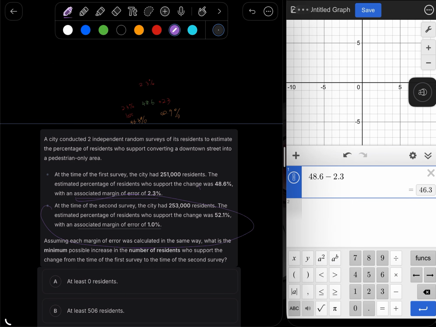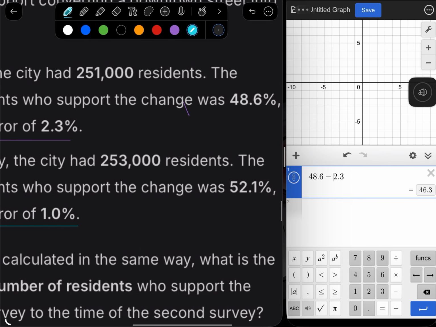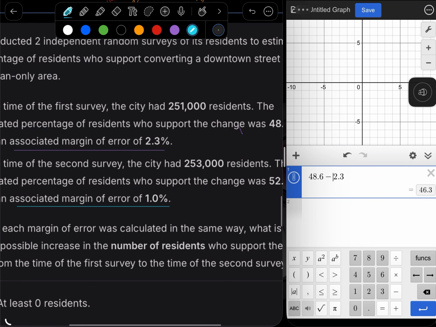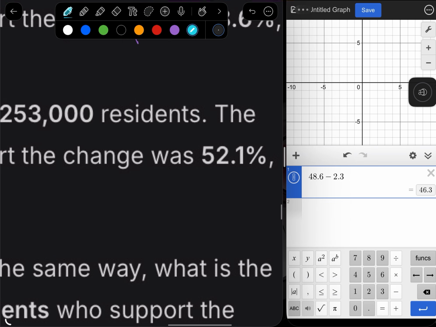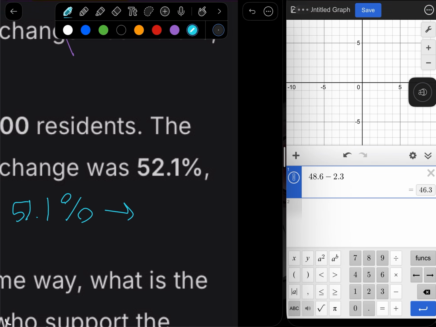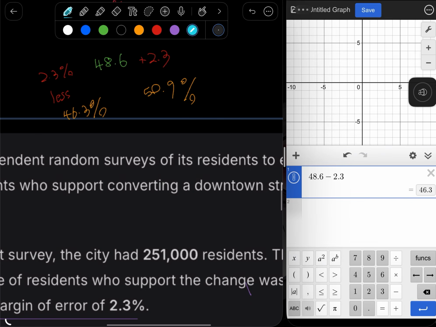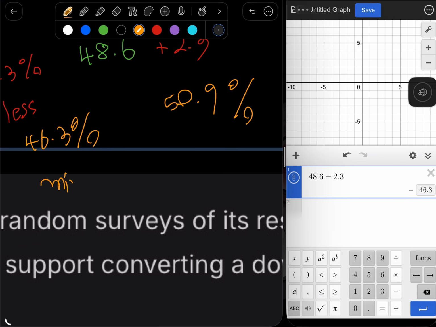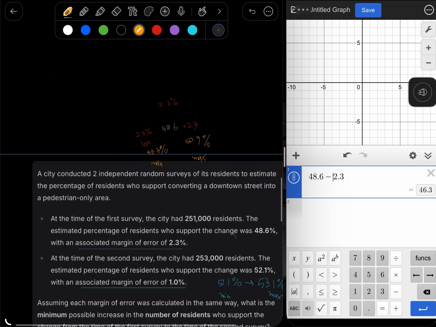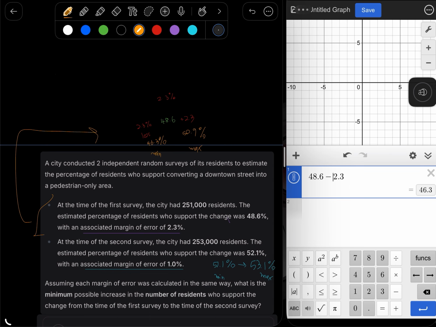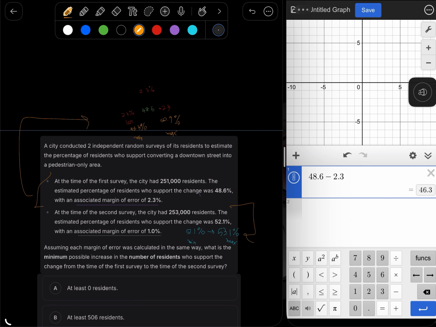Similar logic for the second survey. The range is going to be 52.1% minus that 1% margin or plus. So it can really be anywhere between 51.1 and 53.1. Again, this is the min, this is the max, and let me write that here also. This is the min, this is the max. And of course, this is the first survey, and here, this is the second survey.